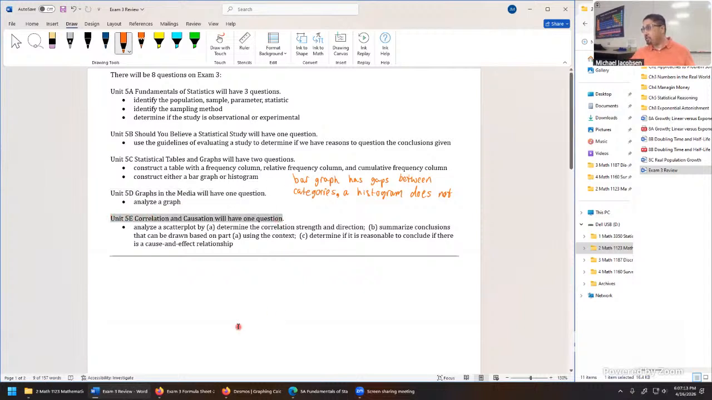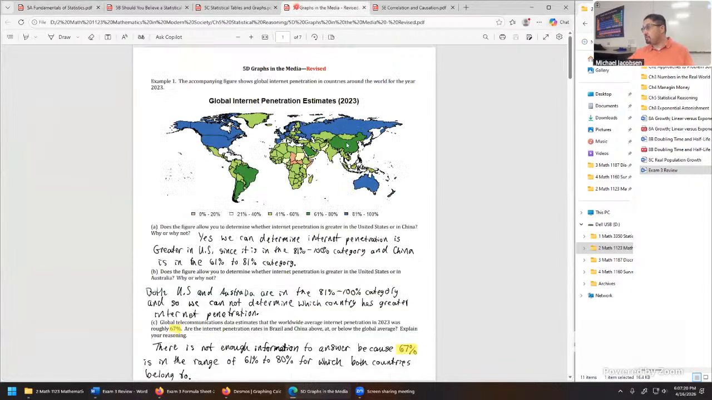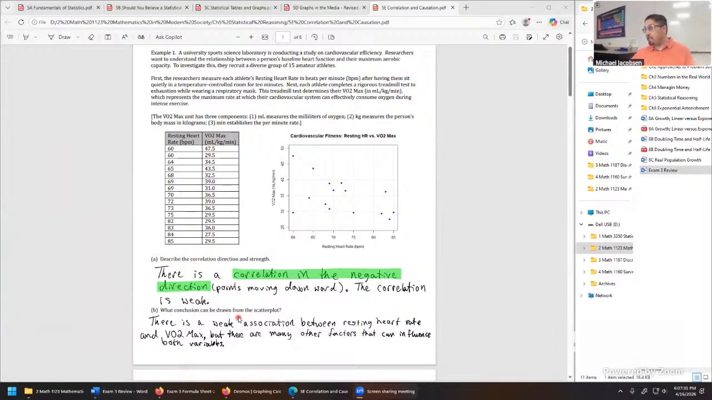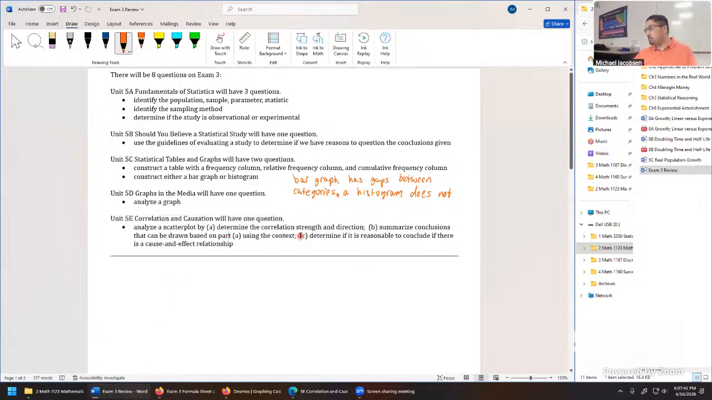Then the final unit on the exam, this is the one with the scatter plots, dealing with correlation and causation. Here's where we looked at plots that went about like this. We had to determine the direction and strength of the correlation, whether it was going up or down, positive or negative, how strong it was, then say what conclusions can be drawn, depending on what we said in part A. So the last part is also going to be determining if it's reasonable to conclude a cause and effect relationship based on the information we see and the context.